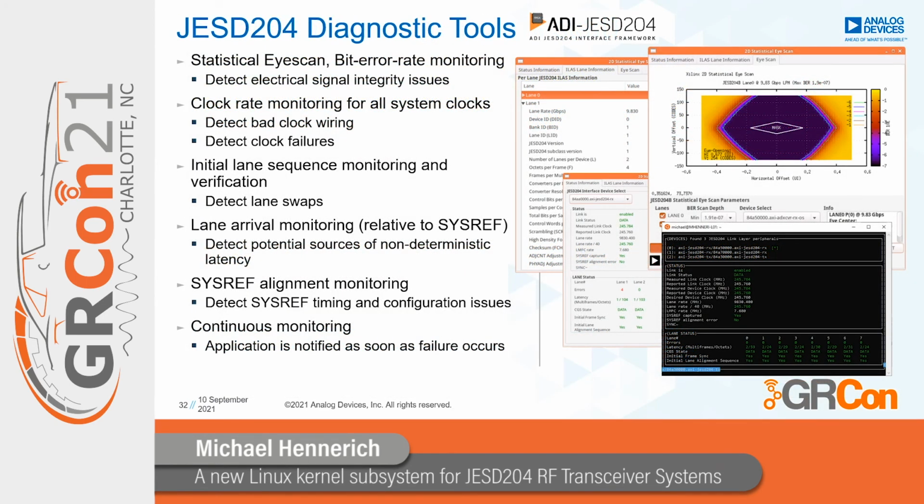Debuggability and advanced diagnostics were a big topic for the entire framework. So we offer statistical eye-scan bit error rate monitoring that allows you to detect electrical signal integrity issues. Clock rate monitoring for all system clocks, to detect bad clock wirings or clock failures. There's initial lane sequence monitoring and verification, which allows you to detect lane swaps, lane arrival monitoring relative to sysref, to detect potential sources of non-deterministic latency, sysref alignment monitoring, and continuous monitoring. There are different tools. Some of them are GTK based, some of them are in curses and can be run from the console.